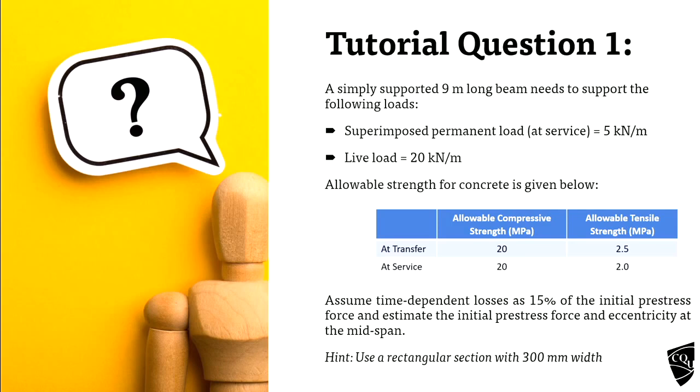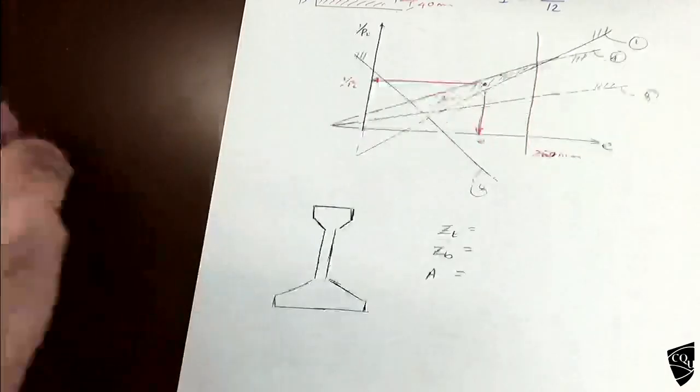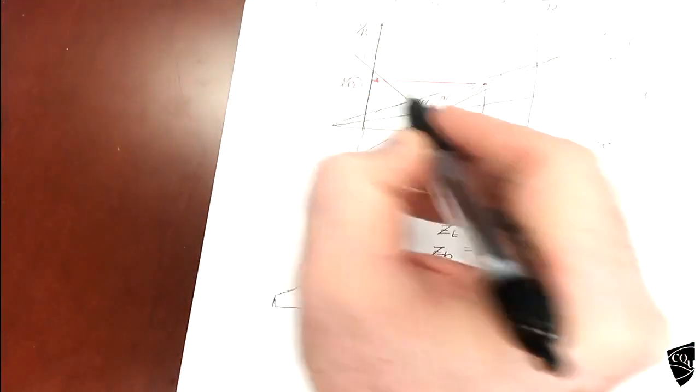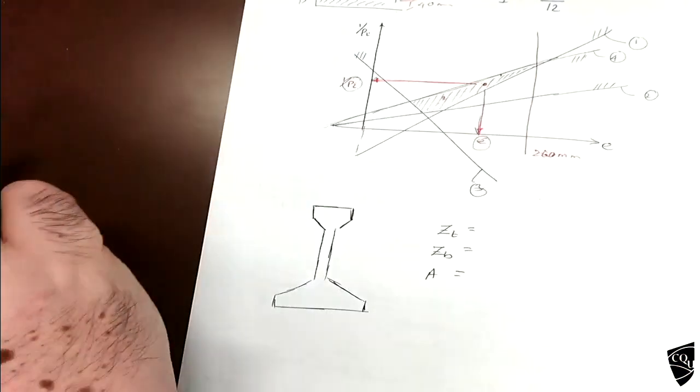Shall we move on? Second question about the initial pre-stress force. This is the initial pre-stress force. This is the eccentricity.